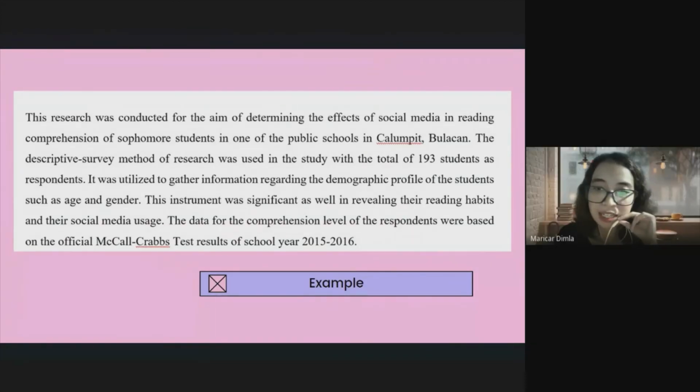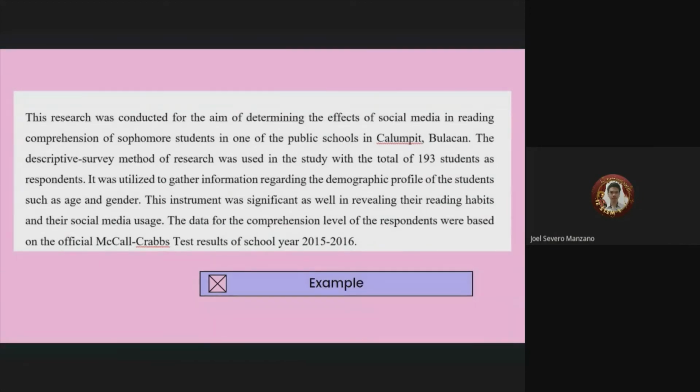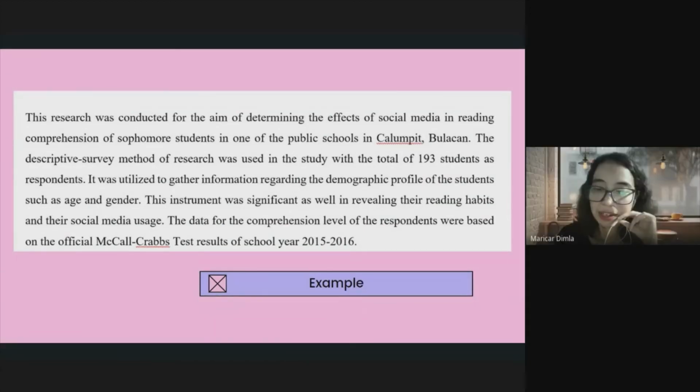Very good. Next, si Joel, nakita ko siya. Joel, what's the sample size or the population of the sample paragraph? The sample size or the population? 193. Yes. Okay. How about the statistical tool used, okay, for their data? Anong ginamit? Statistical tool or treatment?